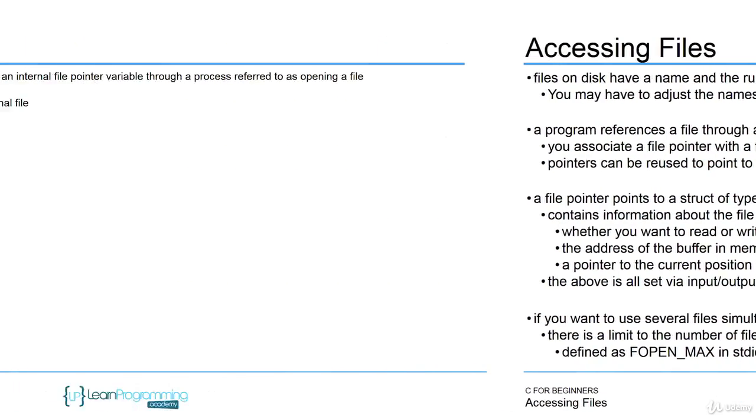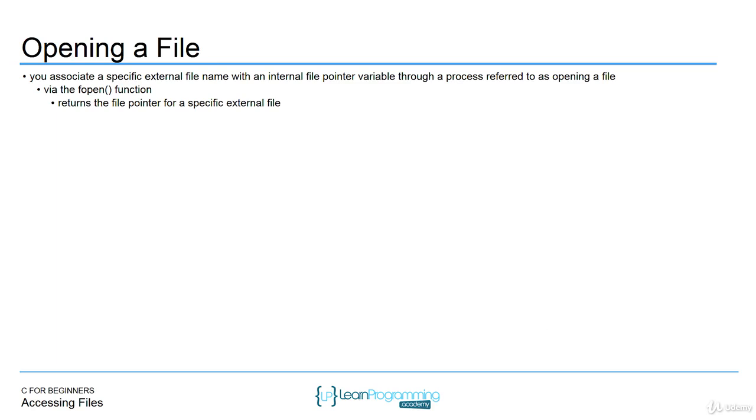To open up a file, this would be the first step that you do before you read and write. You want to associate a specific external file name with an internal file pointer through a process referred to as opening the file. The way that you open a file in C is you call the fopen function. This will return the file pointer, which you can then use for reading and writing. And again, the file pointer is going to point to a specific external file that's on the disk. fopen is going to take the name of the file. It's what you have to do before you do any reading and writing. It's usually your first operation. And as with most of these functions, they're all defined in stdio.h.